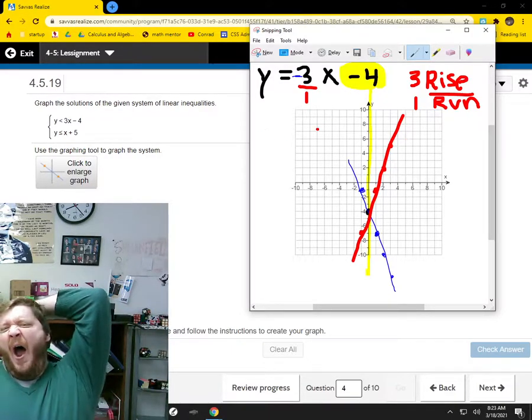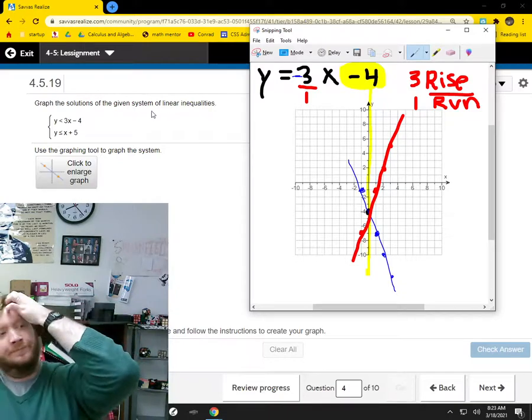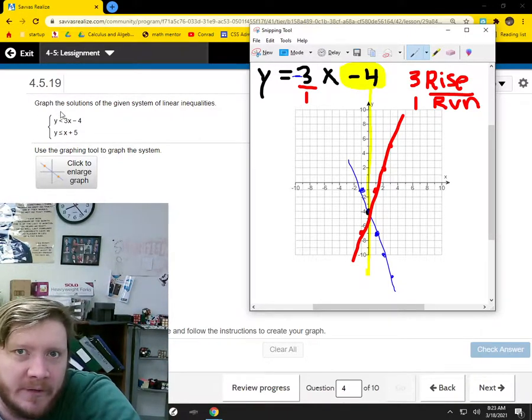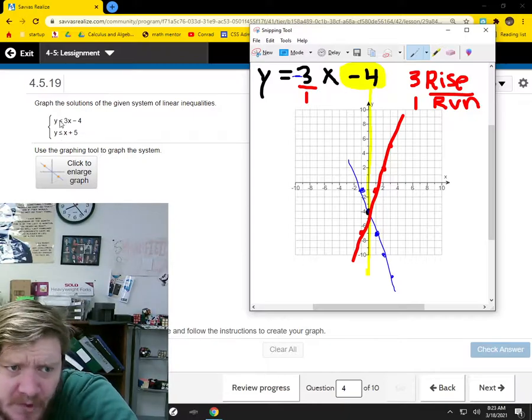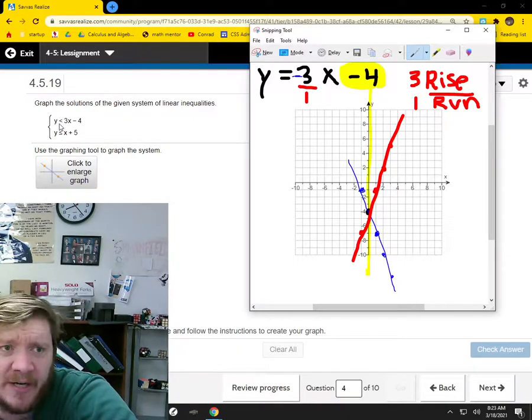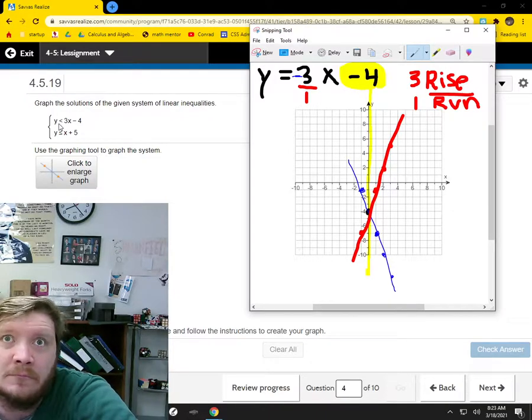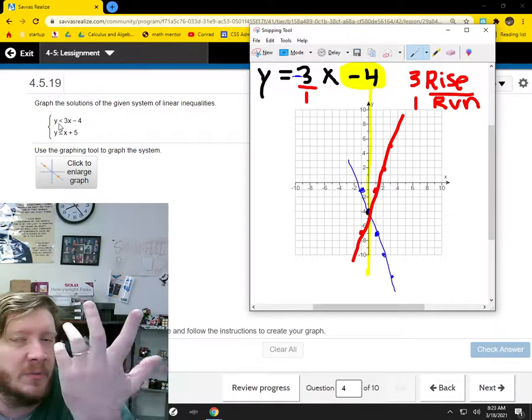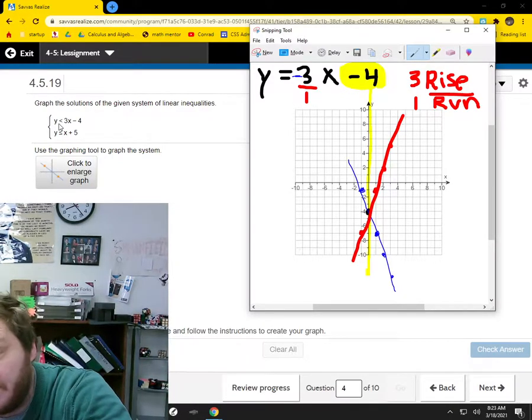So I hope that was helpful. If you need a review of what these different symbols do, I've got a great video from last class. It talks about how these symbols work and how shading and how dotting works. And I have all of them written on the screen. You just copy that down. It always works. But that's up to you. You've got to do that.